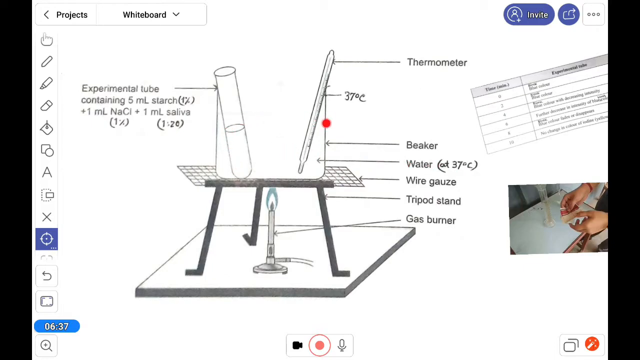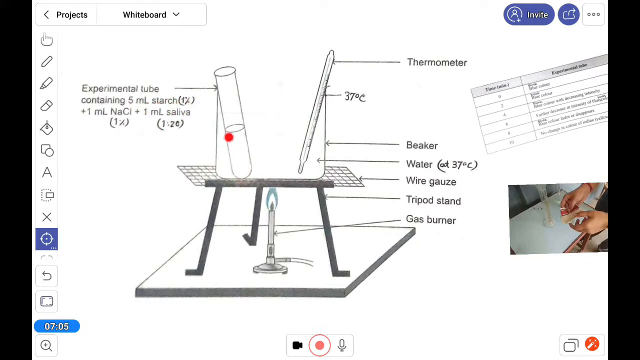We are keeping that temperature because inside our mouth, inside our body, 37 degrees Celsius is there. We are keeping all the same environment. Sodium chloride acts as an activator here for the digestion in our saliva. The saliva is also taken from our mouth, along with the starch solution.